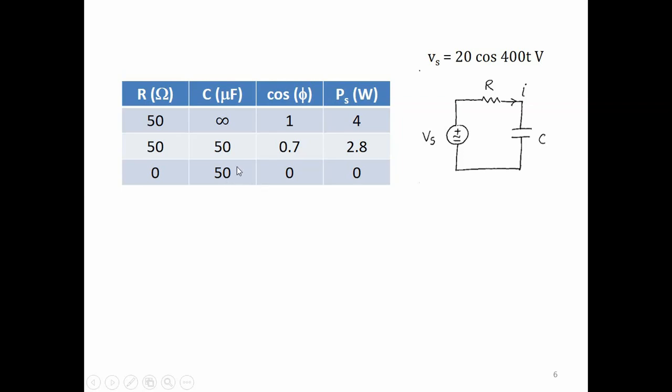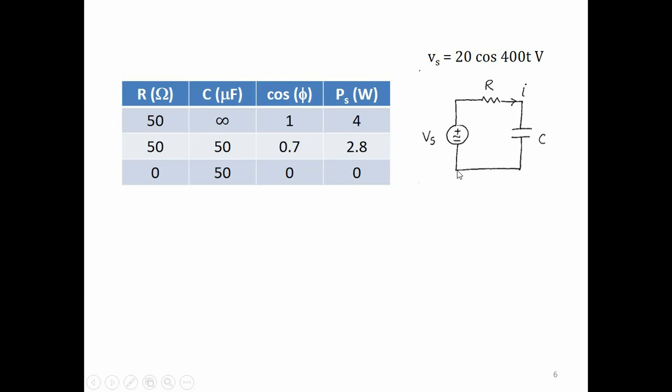And if we don't have a resistor at all and only a capacitor connected across a voltage source, then of course R is 0, C is 50, and then cos phi is 0 because the current and voltage are 90 degrees apart from each other, and cos 90 degrees is 0. And of course there is no average power delivered because the capacitor does not consume any energy. It just takes energy, gives it back, so that the average power delivered is 0.